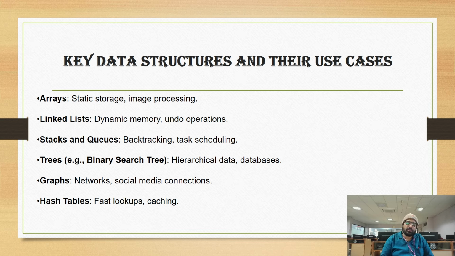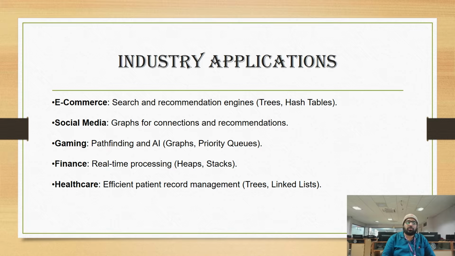In this subject we study these concepts in depth. Application oriented and industry oriented concepts are learned. So what are the industry applications? E-commerce, search and recommendation engines, where trees and hash tables are used. In social media, graphs for connections and recommendations. Gaming, pathfinding and AI, where graphs and priority queues are used. In finance, real-time processing where heaps and stacks are used.